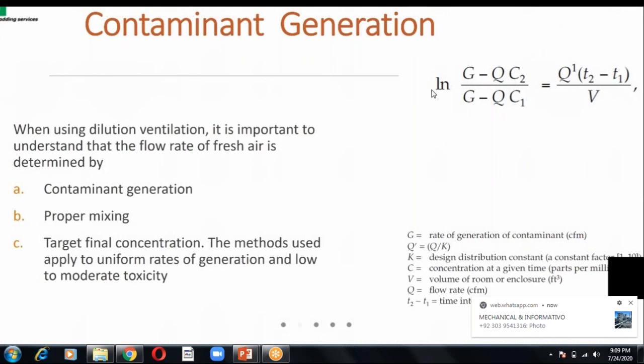But the most important thing is what these parameters stand for. G is the rate of generation of contaminant. Q is the volumetric flow rate of air, the ventilation rate. And Q' is equal to Q over K. K is a design factor. The design factor says how good the distribution and mixing is inside the room. We can assign a value from 1 to 10 for mixing. If we have very good mixing, we assign 10. If we have poor mixing, we assign a value of 1. C is the concentration inside the room. C1 is the concentration of the contaminant at time 1, and C2 is the concentration at time 2. T2 minus T1 is the time interval between these two times.